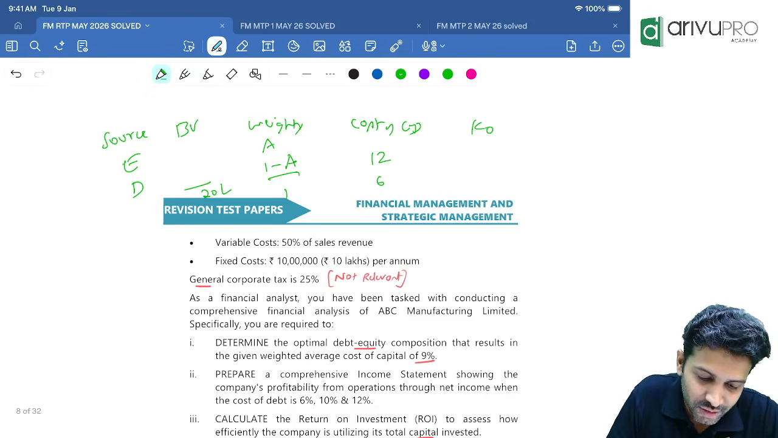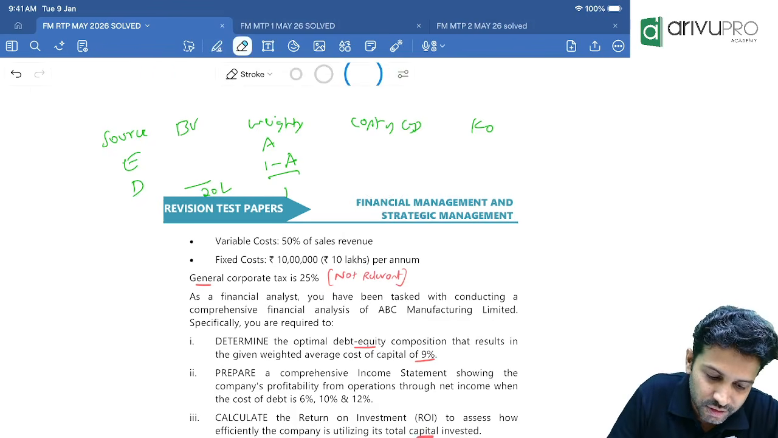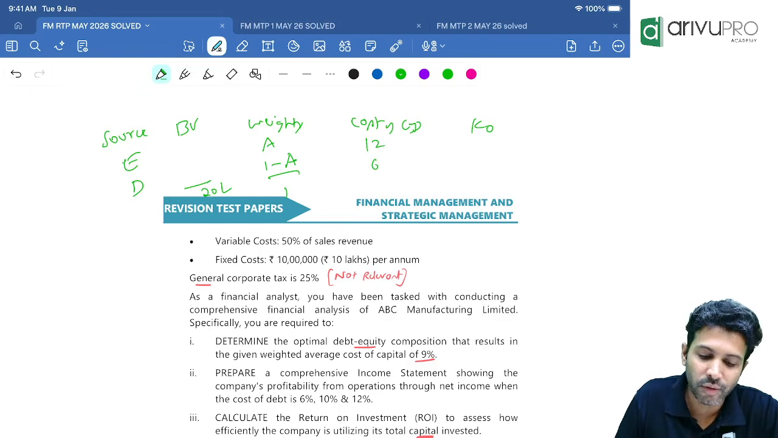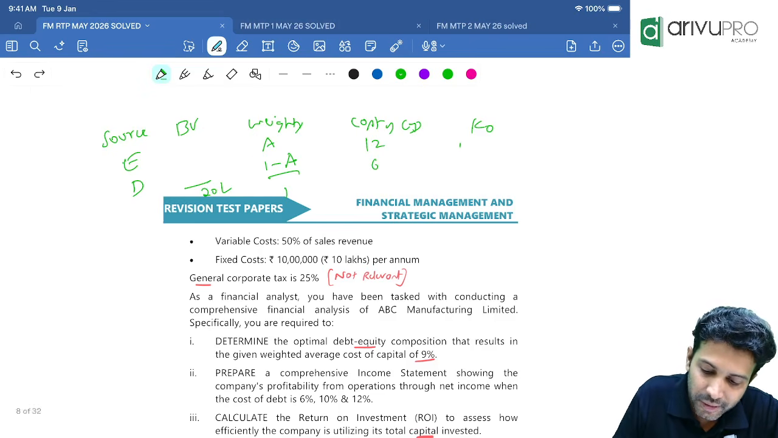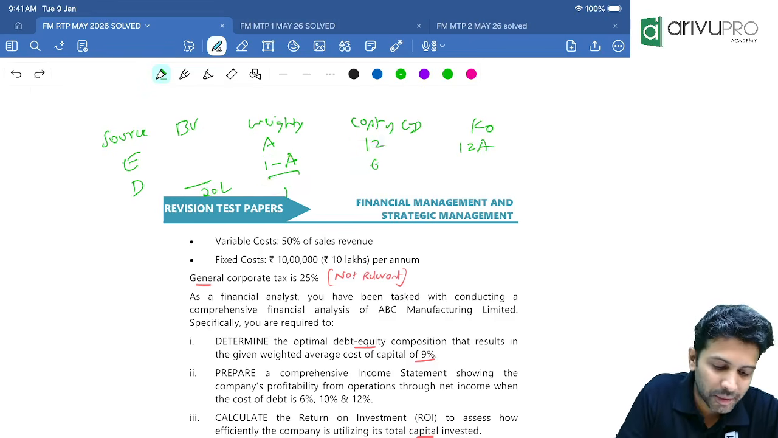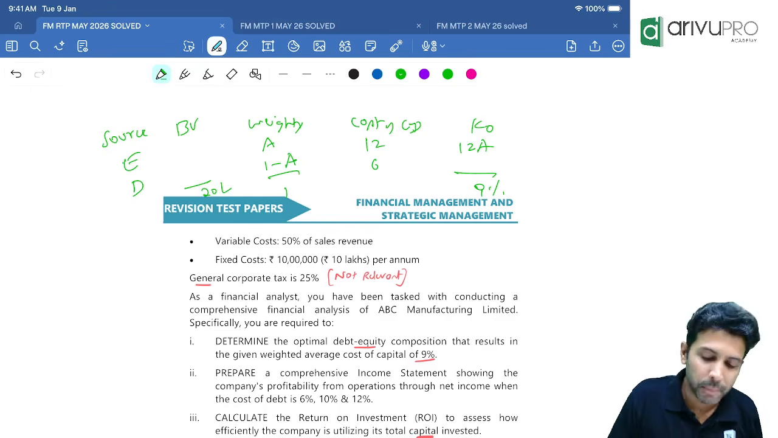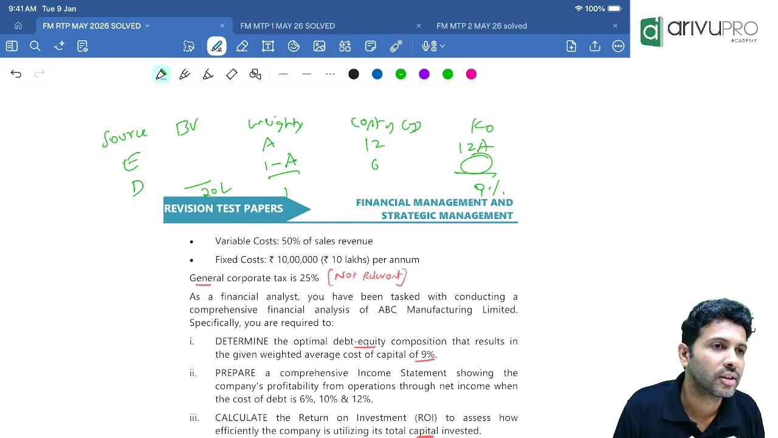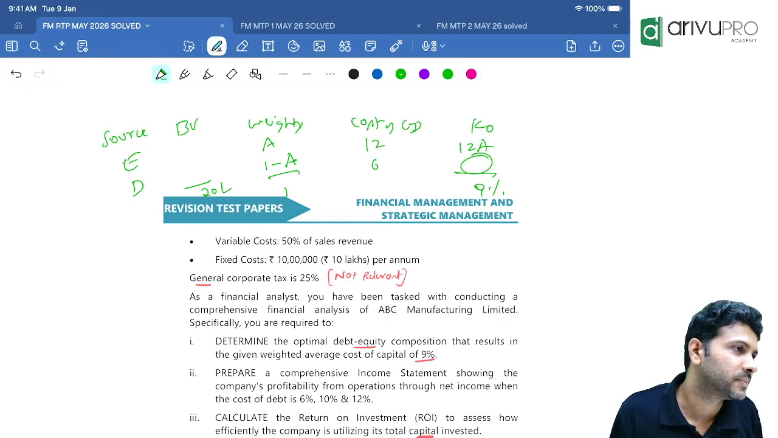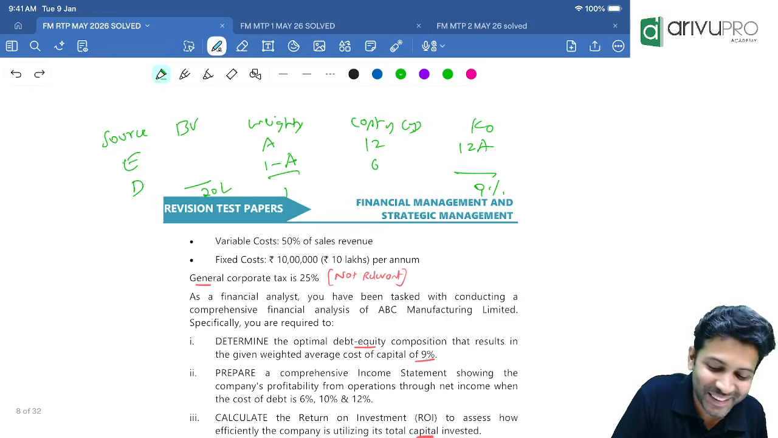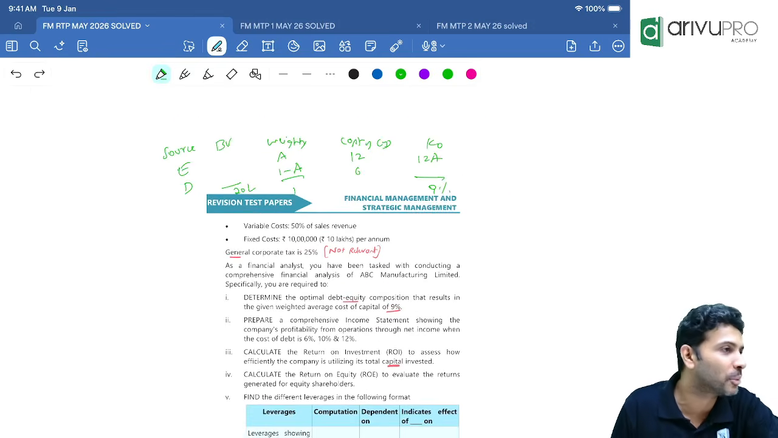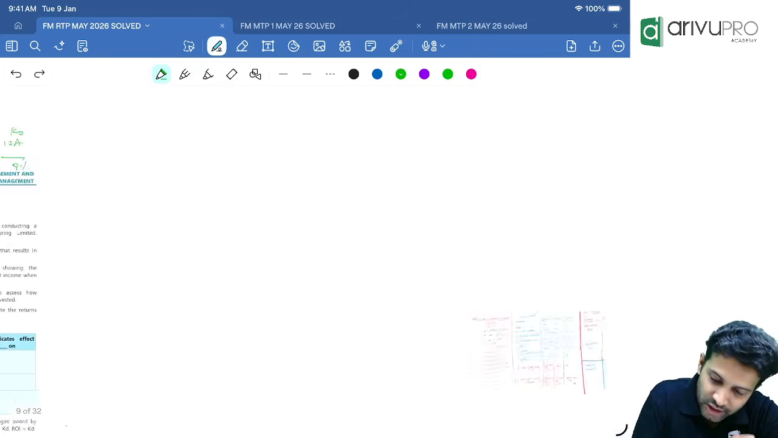So how do you find KO? This is 12, this is 6. The multiplication of these two with 12 and 6 should be equal to 9%. Solve the equation, because the addition of these two is 9%. Solve the equation and you get the answer. This is a pure maths question, nothing to do with your FM concepts. Understood? Now see how we have put forth here.